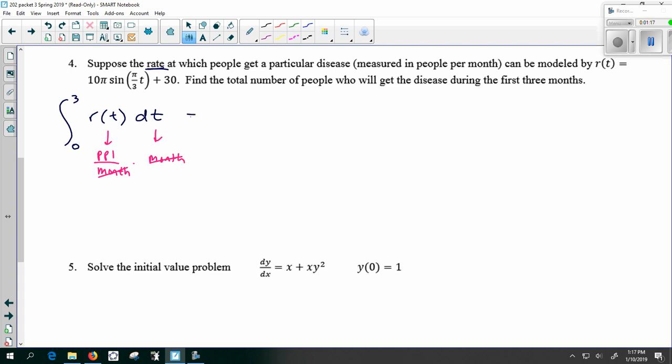All right, so this is the integral from 0 to 3 of 10 pi sine of pi over 3t plus 30 dt. Okay, so we just take an antiderivative and then evaluate from 0 to 3.